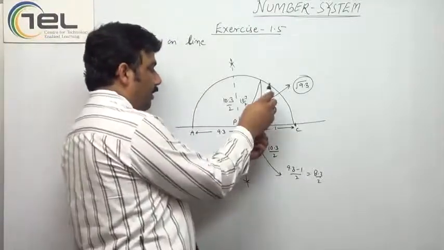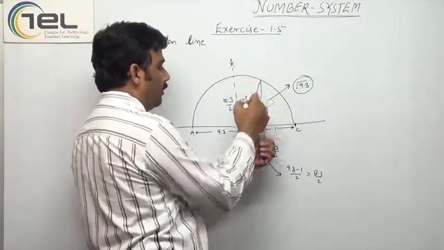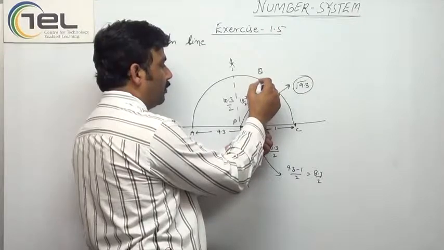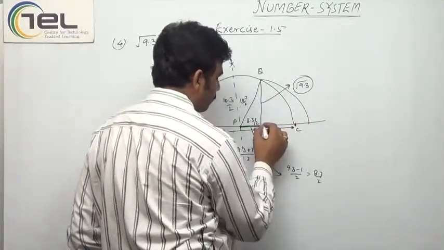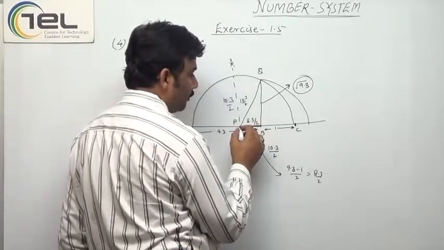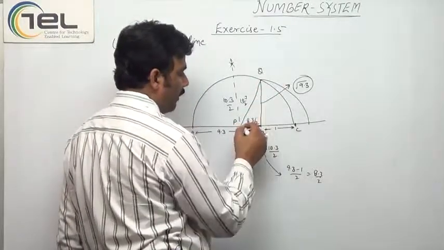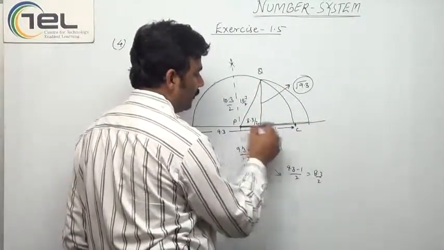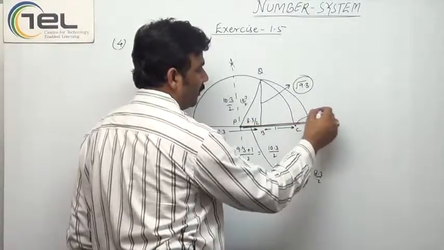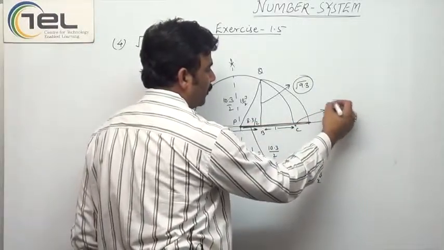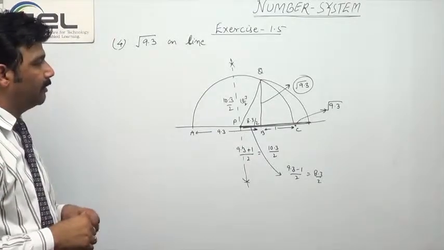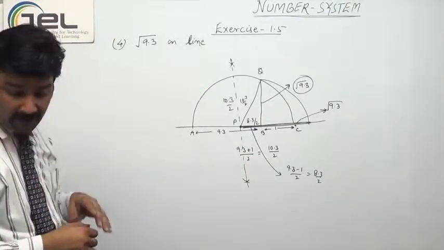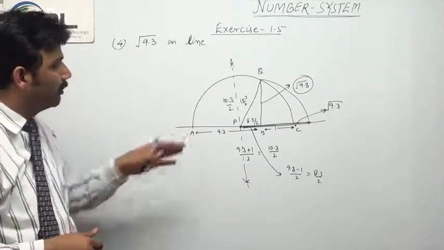And with that, let's say this is PQ, and with this Q I will have this arc, and from this point I will have this line. This will give me the length of root 9.3. So I will mark the length here like this. Clear? So this is the question on this.